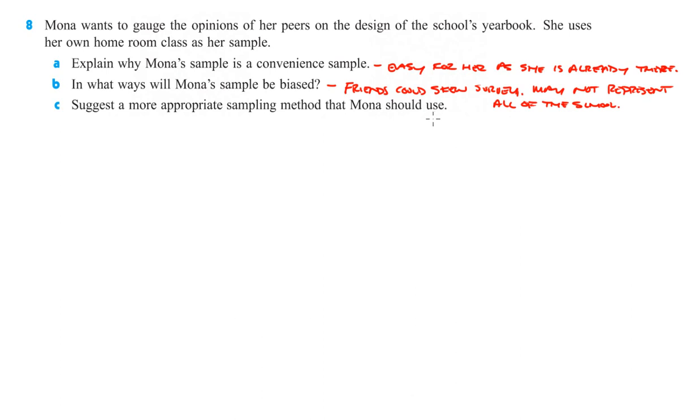So she could maybe go to lunch and again give the survey to every 5th person or so that comes by, or she could randomly select 2 or 3 classes and take surveys within those classes. Okay, that'd be more like a stratified sample of students from every class. Okay.